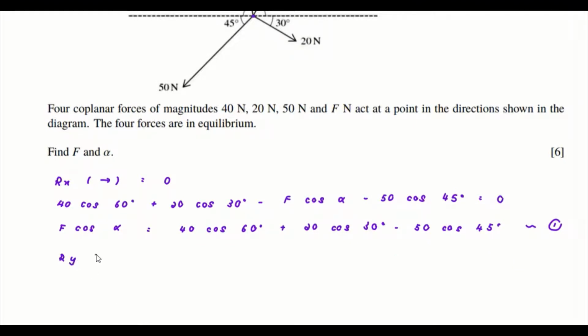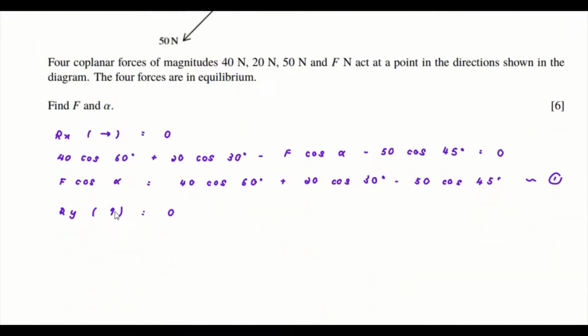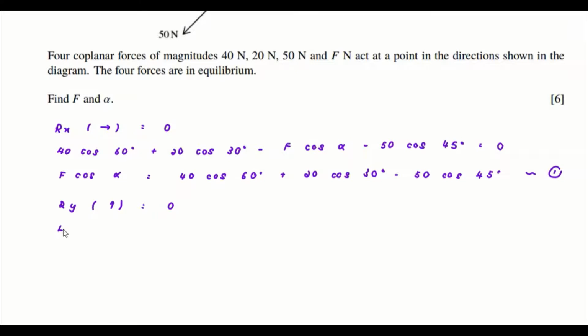direction of y. Maybe going up is positive. By looking at this diagram, you will know that you have 40 sine 60. I hope that by now you are very familiar with how to do this sine cos thing. 40 sine 60 and then plus F sine alpha, minus 50 sine 45 and minus 20 sine 30. Similarly, the resultant is 0.